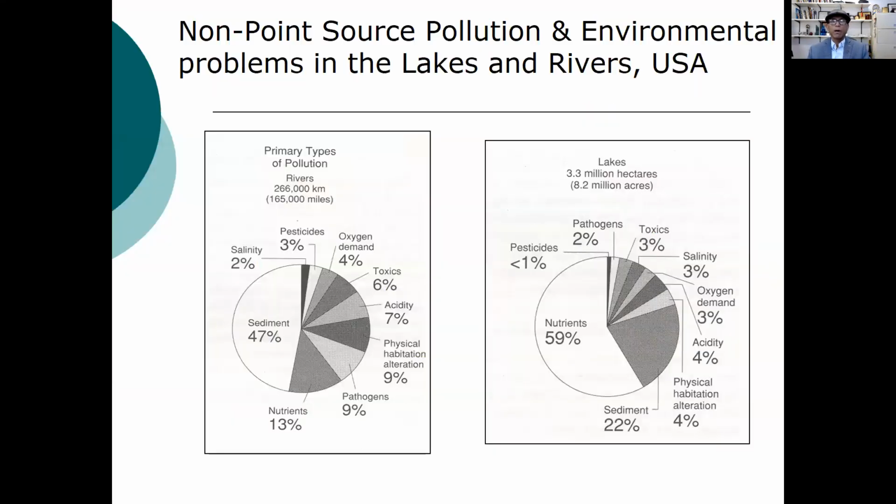This is an example, and it's not for the United States. As you can see, our lakes and rivers are very polluted. This is a diagram of the pollution in rivers. About 266,000 kilometers of rivers are mostly polluted with sediment, 47%, and others have nutrients, pathogens, acids, toxics, and heavy metals, and all these things constitute the other 53%.